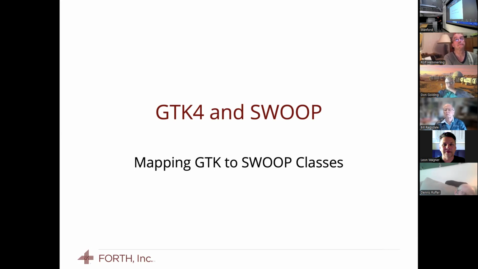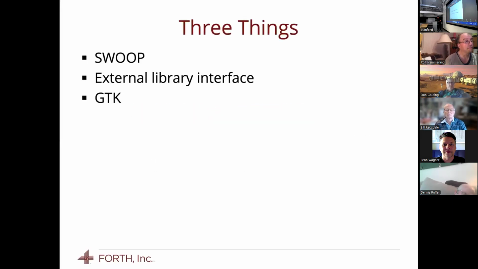The current iteration of GTK is GTK4, and it's all based on a really beautiful box model where everything just sizes itself just right. It can kind of make you crazy because it's hard to get all the positioning right, but once you do, it works really beautifully. There are three aspects to this, three high-level topics. One is SWOOP, which is our object programming package. The second is the external library interface, and the third is GTK itself.